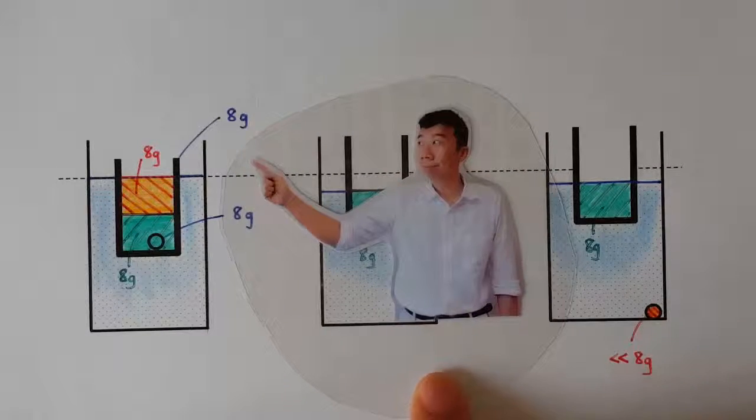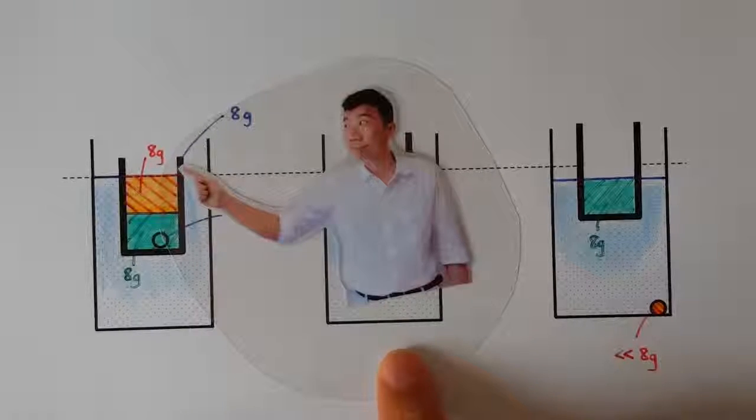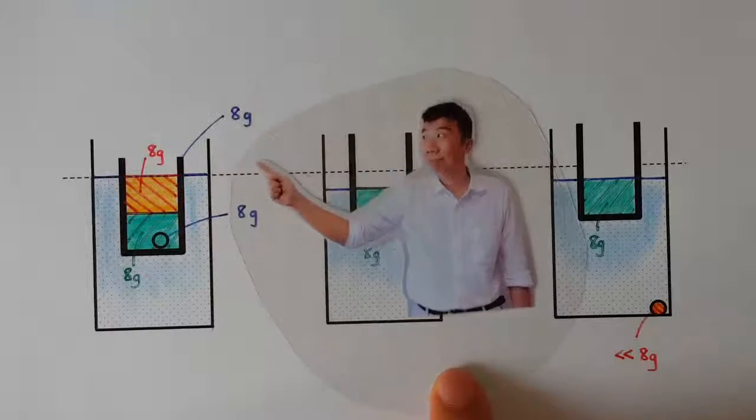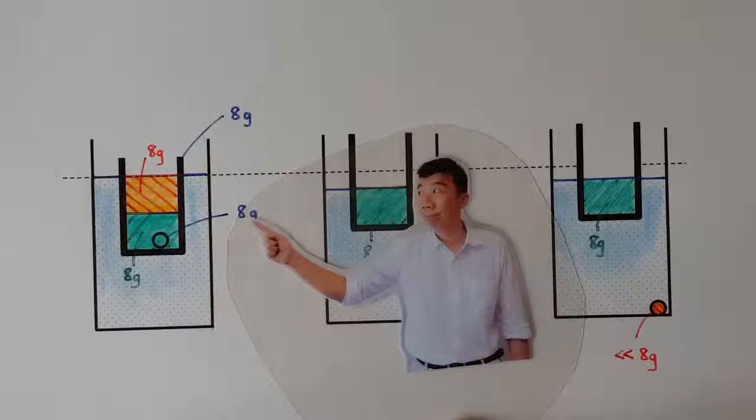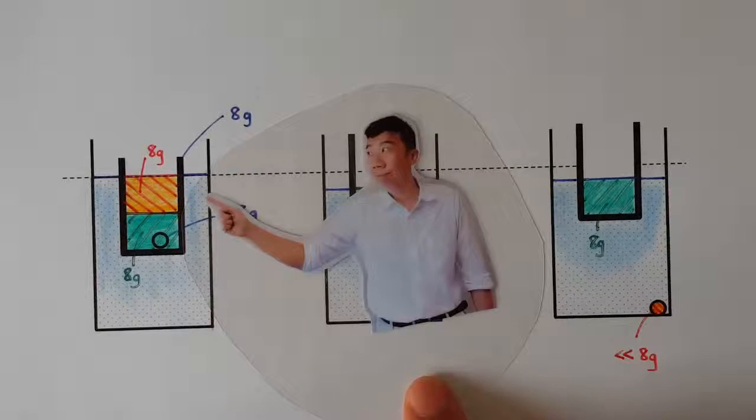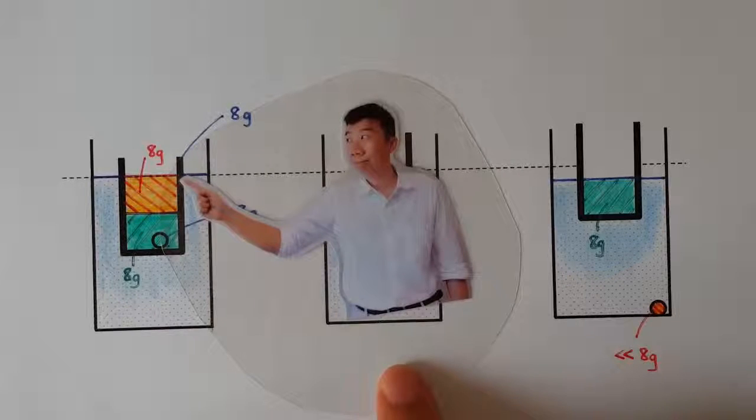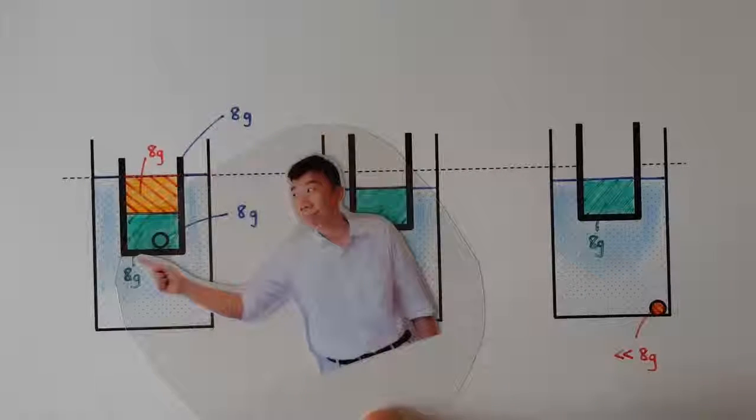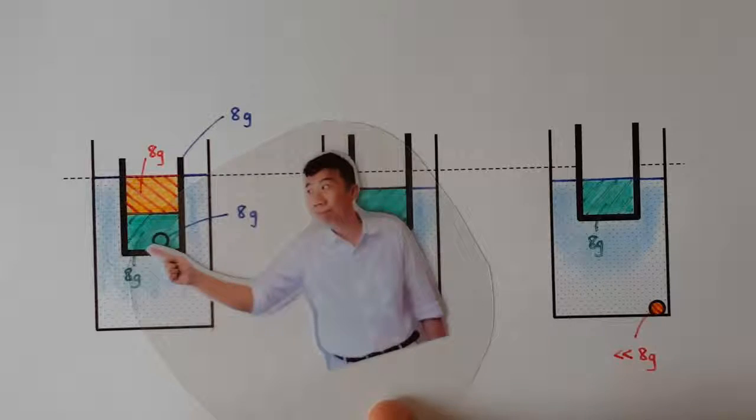For the sake of discussion, let's say that the container on its own weighs 8 grams and the lead ball weighs another 8 grams. So in total we have 16 grams of mass floating in water. This implies that 16 grams of water must have been displaced, because to float 16 grams of mass, 16 grams of water must be displaced, so that the weight of fluid displaced is equal to the weight of the floating object.